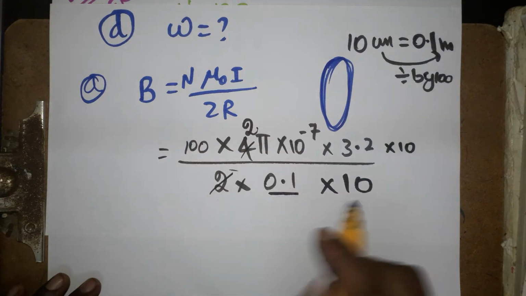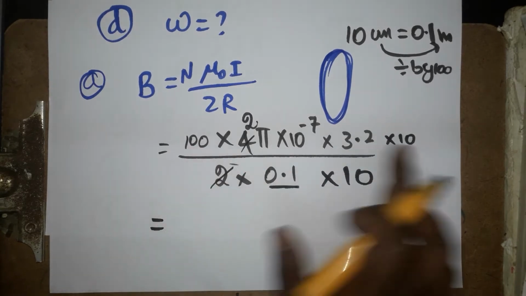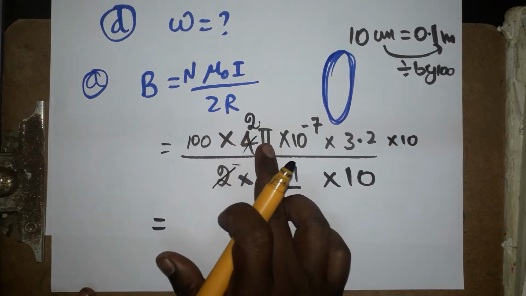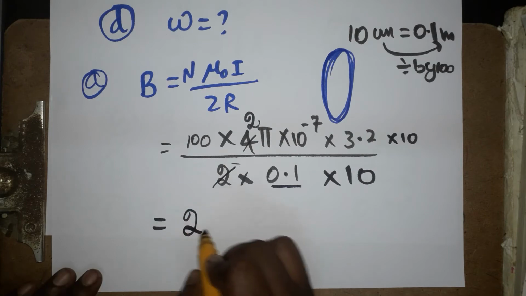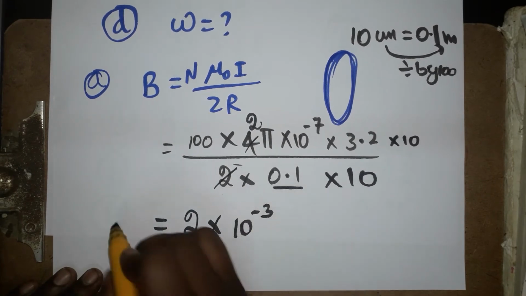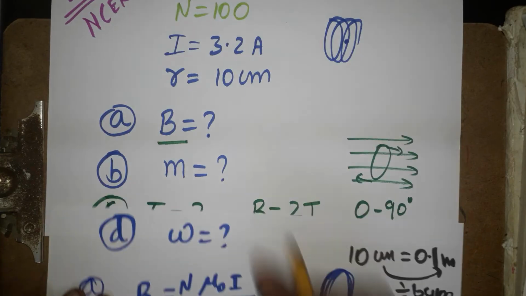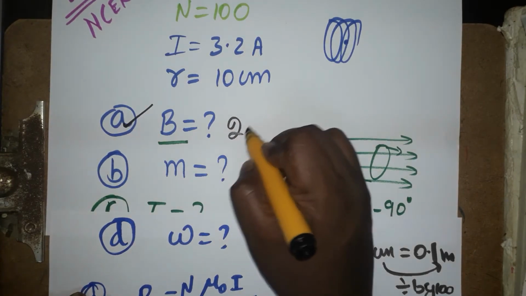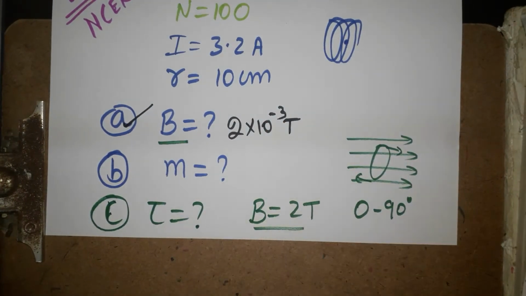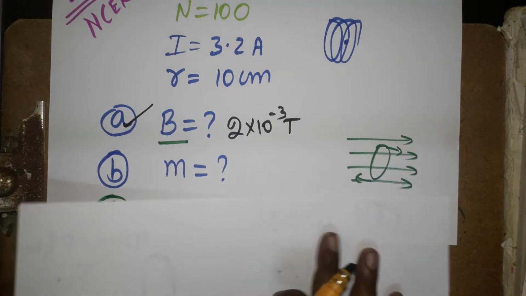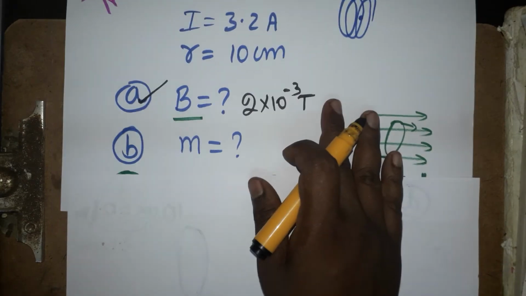Now you should do the calculation. So see here, 1 2 3 zeros are there, then 2 into 3.14 into 32. Overall this calculation I'll get 2 into 10 power minus 3. It is a magnetic field, so it is in Tesla. It's very simple. So the first question answer I got is 2 into 10 power minus 3 Tesla. I hope you know how to do the calculation. If you have any problem with the calculation, please send me a message in the chat box. I'll do this calculation also in another video.